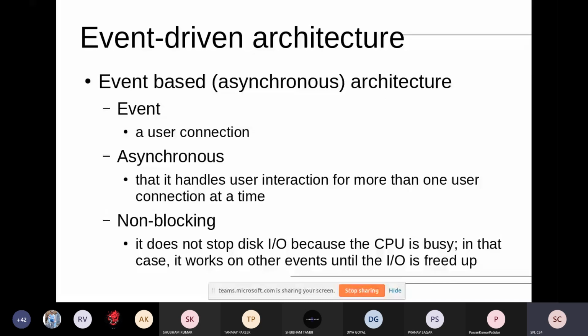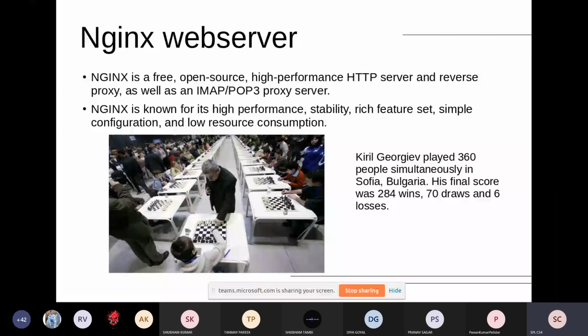But the simple thing is that Nginx is a free, open source, high performance HTTP server that supports reverse proxy as well as IMAP and POP3 proxy server. It has a rich set of tools with it, and gives high performance, stability, simple configurations and things of that sort. But why are we saying all these things? Because these things were lacking in Apache web server, because that was a server that came in around 1995 to 2000. But solving present problems, Nginx is the server which is used mostly these days.